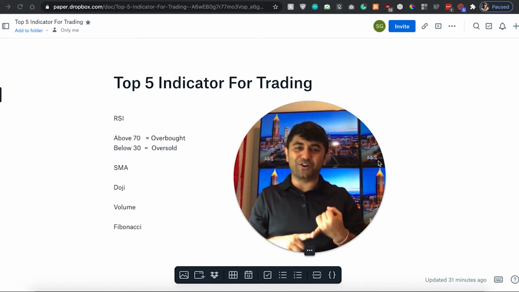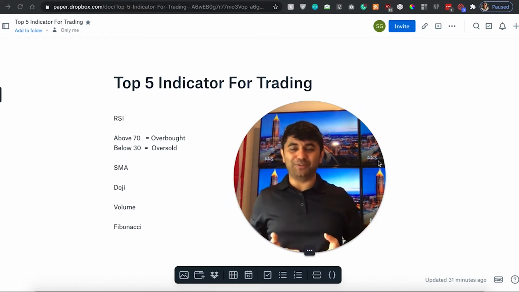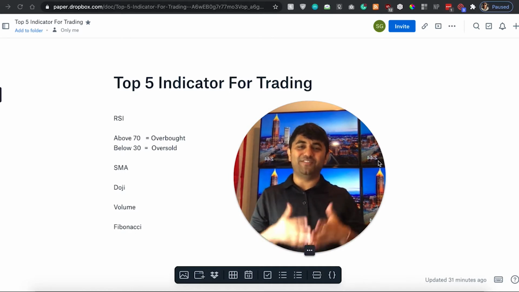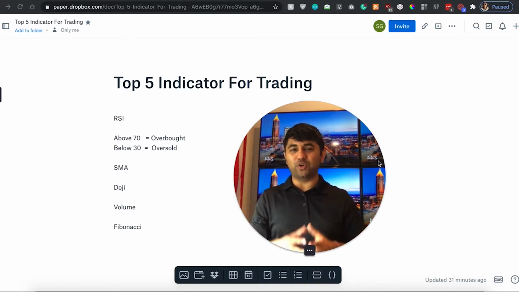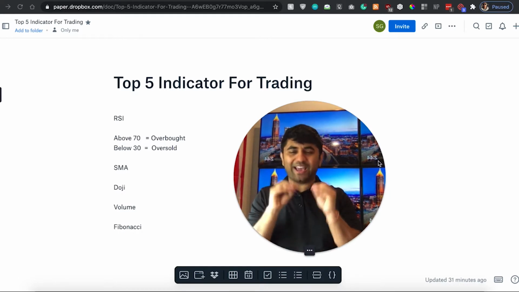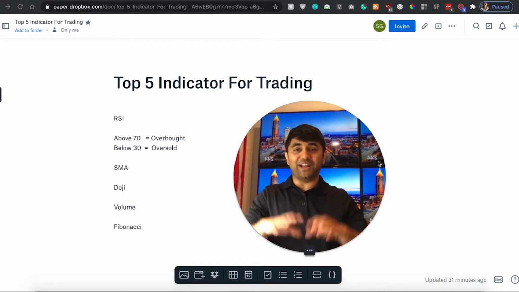It's called the RSI. That's the most popular one. And the SMA line, Doji, volume, and Fibonacci retracement. I'm going to talk about those here today. I'm going to explain to you in the most simple way I can just to help you out. I'm not going to confuse you, okay?